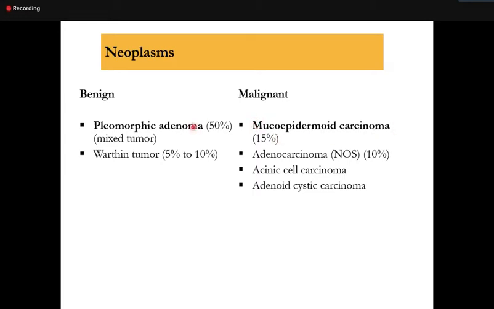Mucoepidermoid carcinoma is the most common malignant tumor, followed by adenocarcinoma, which is 10%, and there are other specific types of adenocarcinoma, acinic cell carcinoma, adenoid cystic carcinoma. They are rare. You should know that pleomorphic adenoma is the most common benign tumor. Mucoepidermoid carcinoma is the most common malignant tumor.